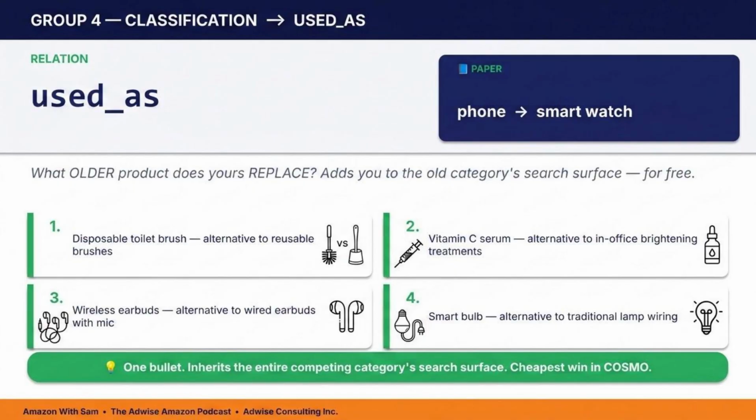By saying an alternative to X, you become eligible to rank for all the searches that X's listings used to own. You inherit their search surface. It costs you one bullet point and unlocks an entire competing category. This is the cheapest, fastest win in COSMO optimization.